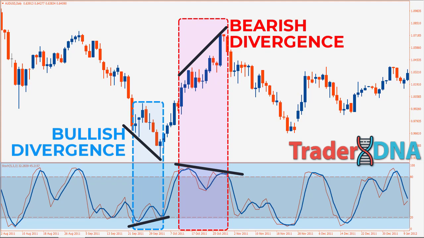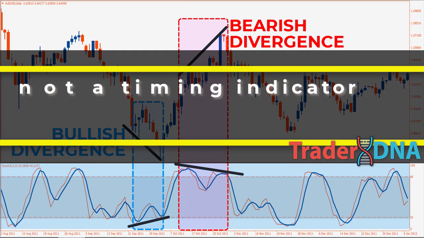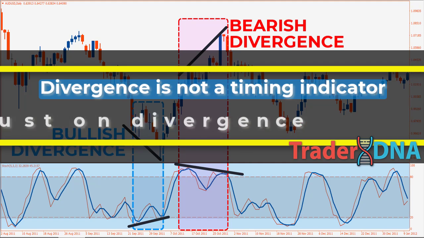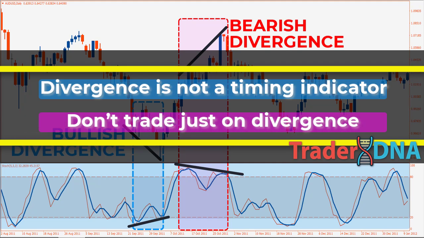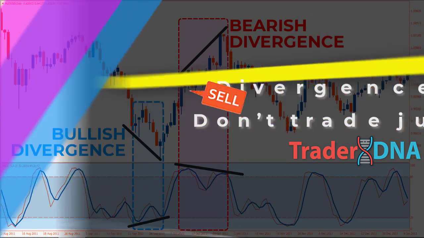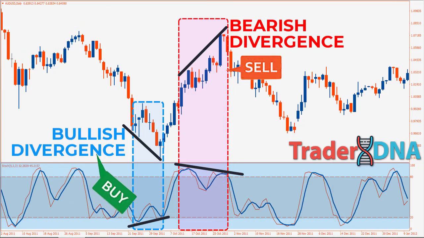When a divergence occurs, it should put you on guard for a potential change in price direction. Although divergence is not a timing indicator, it may take some time for a reversal to occur following a divergence. Therefore, don't trade just on divergence. When you have a bearish divergence, wait for the price to break lower before going short. When you have a bullish divergence, wait for the price to break higher before going long.